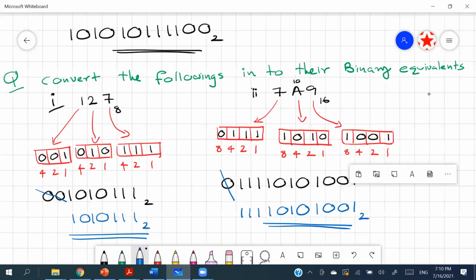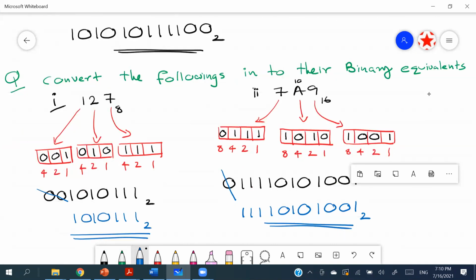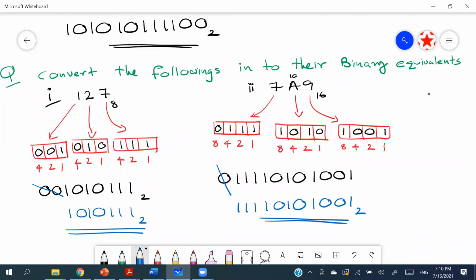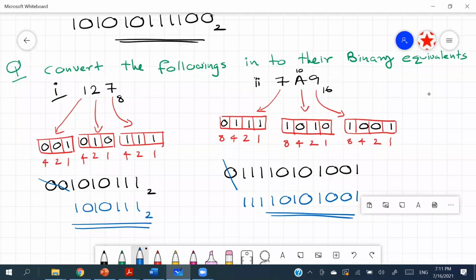Okay, so people, if you got anything wrong, it's time for you to make that correct. Can we cut the 0 also? Yes, it's only the leftmost one. You can't cut the things in between.